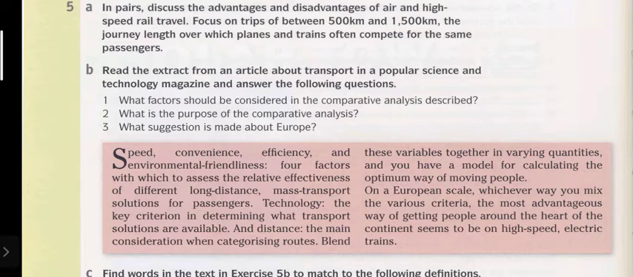Now let's continue. Blend these variables together in varying quantities and you have a model for calculating the optimum way of moving people. Blend together means bring together or mix together. يبقى نجمع الحاجتين دول اللي هما technology والdistance في أي mass transportation and we have the optimum way of moving people. Optimum means the best. أفضل طريقة علشان الناس تتنقل من مكان للتاني. On a European scale, whichever way you mix the various criteria, the most advantageous way of getting people around the whole of the continent seems to be high-speed electric trains.